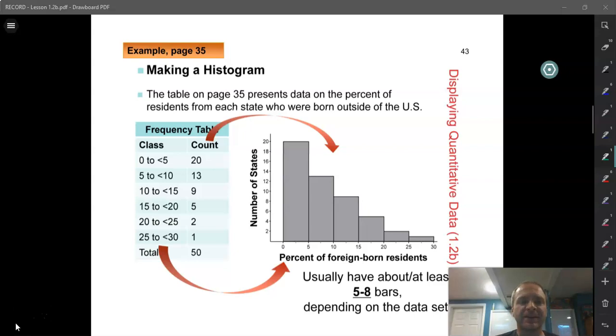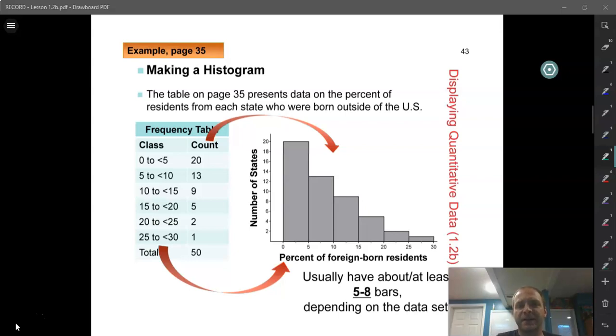This example looks at how to make a histogram. It's on page 35 of your textbook. It gives a list of all 50 states and tries to tell you the percent of residents from each state who were born outside of the United States. That is 50 pieces of information, which is a lot of numbers to put on a dot plot, so we're going to group them together.